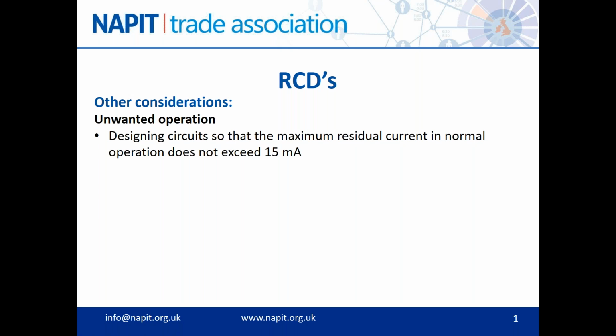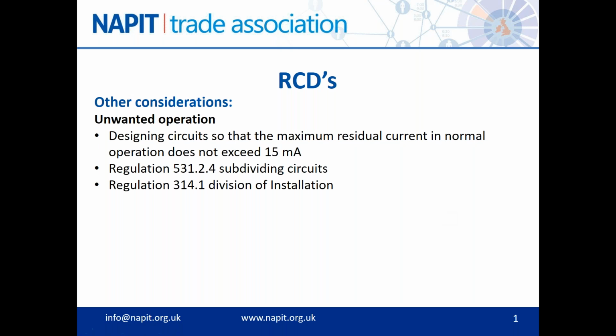It's not a question of the RCD being faulty. It's not really a question of the equipment you've installed on it being faulty. It's a question of not complying to the regulations, such as 531.2.4, which means we need to subdivide our circuits. We need to make sure that equipment is equally divided between circuits, and 314.1 is the division of installation. We install different circuits for different pieces of equipment, and that way we can control the leakage that happens on each individual circuit.